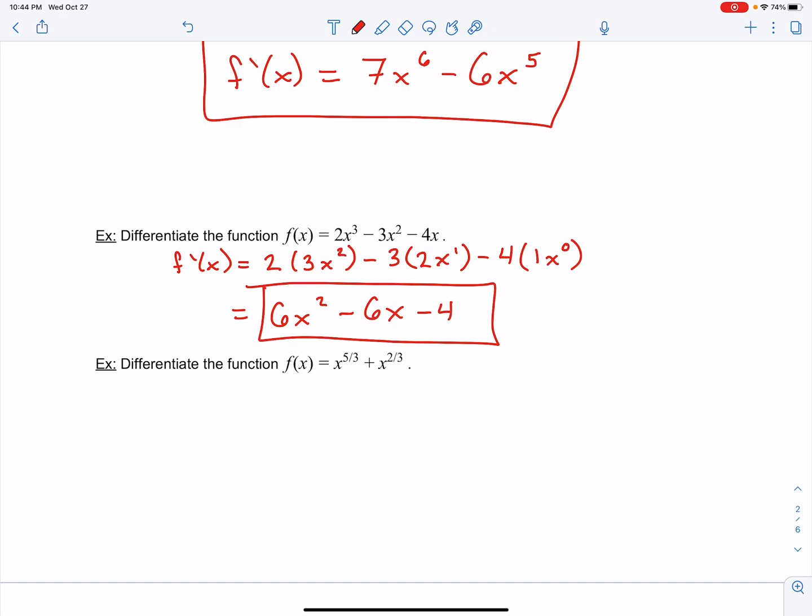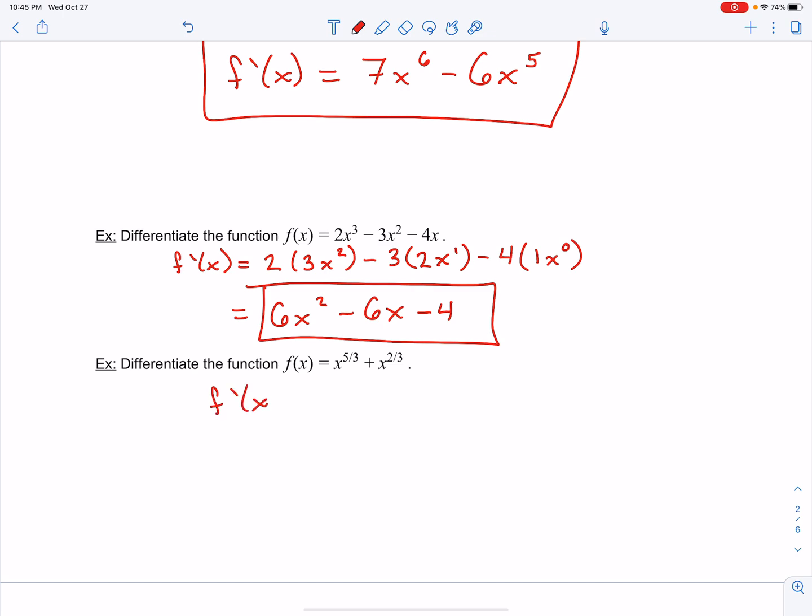If we have fractions in our powers, it still works the exact same way when we do our power rule with derivatives. So if we want to differentiate the function f of x equals x to the 5/3 plus x to the 2/3, don't let those fractional powers throw you off. We still do the exact same thing.